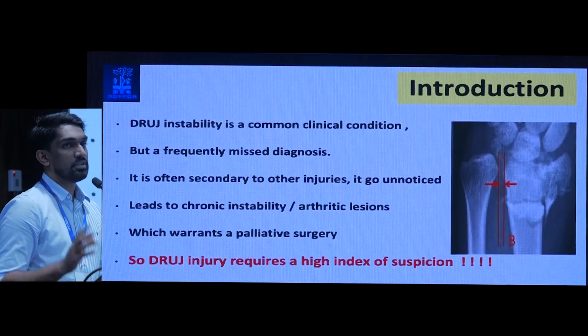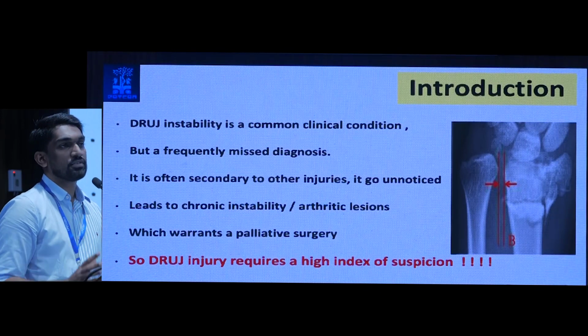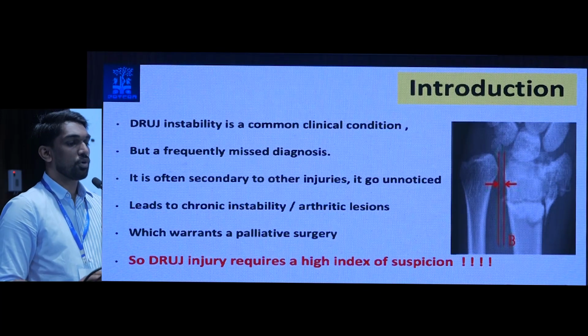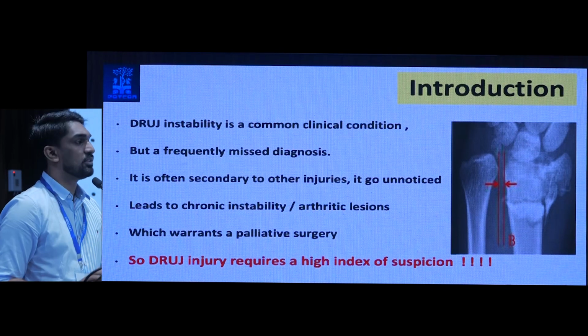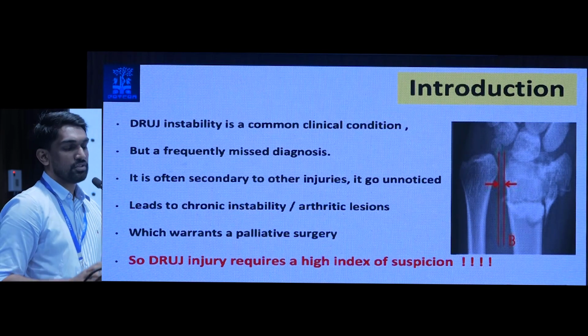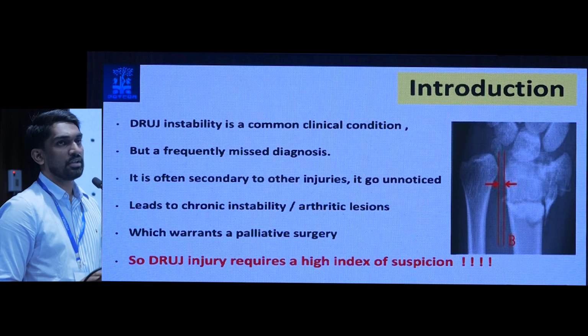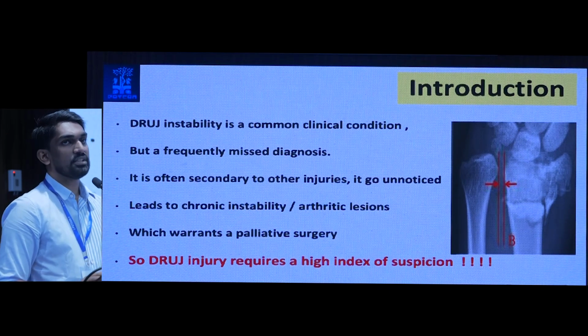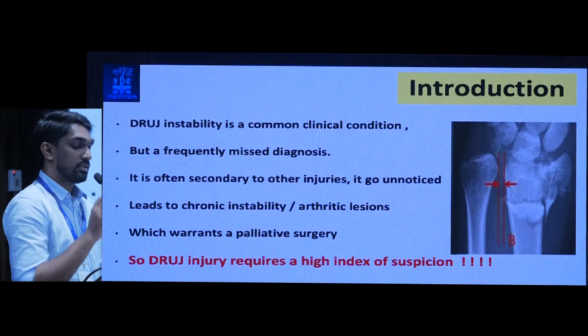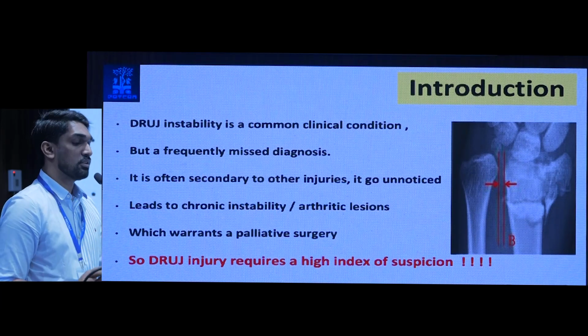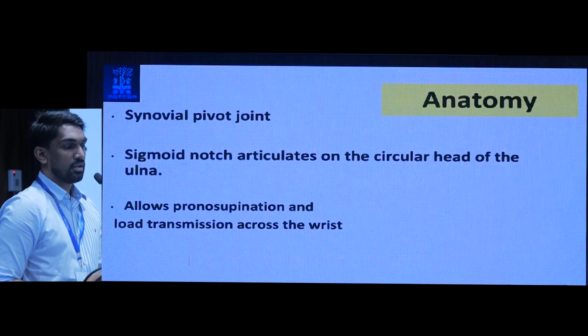What happens is, when a patient comes with a trauma or a distal radius fracture, we will be concentrating more on the distal radius component, seeing what the tilt is and how much it is displaced, and we will start missing the DRUJ component. If you start missing this, it may lead to chronic instability and later to an arthritic condition. Once it has led to an arthritic condition, it may warrant a palliative surgery. So there is a need for a high index of suspicion from here on, not to miss the distal radioulnar joint injury.